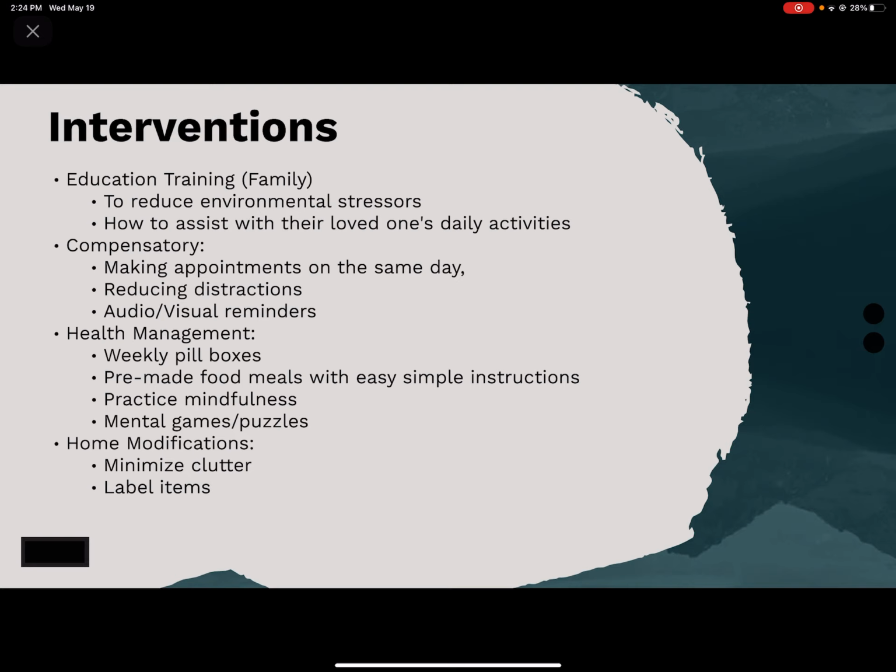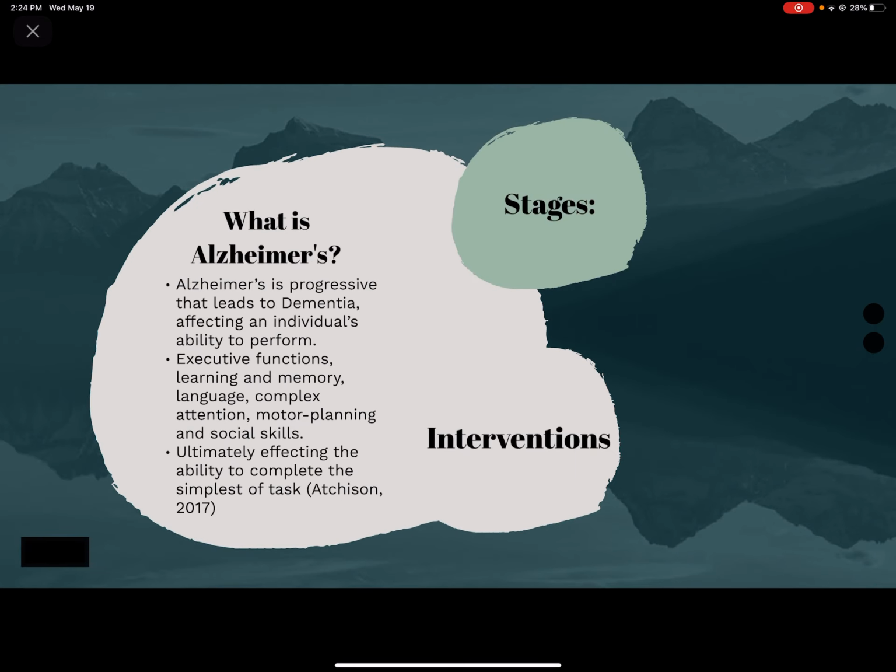So some simple interventions, the biggest one I want to hone down on is the education and training for families. Make sure that the family is aware of the environmental stressors and also how to assist their loved one with those daily activities within the mild and moderate stages. There are others such as compensatory, health management, and home modifications that are important.